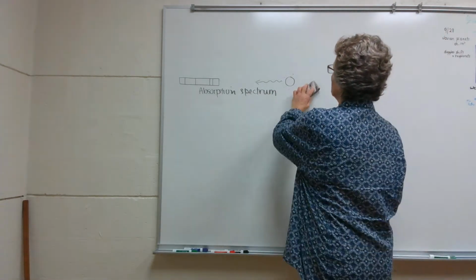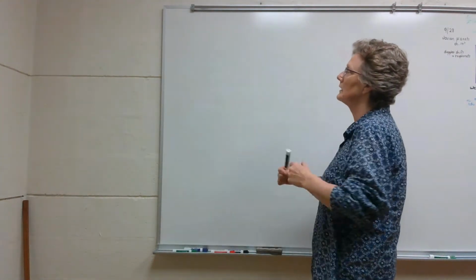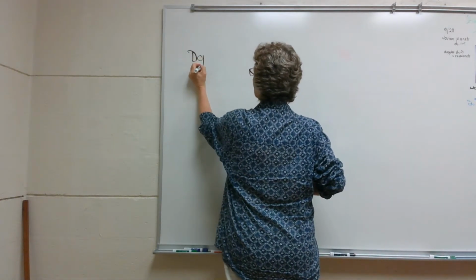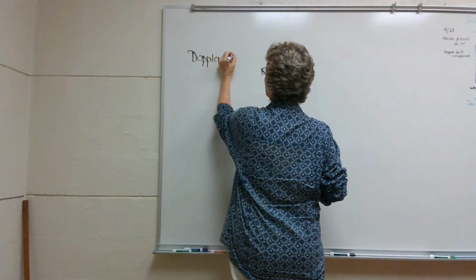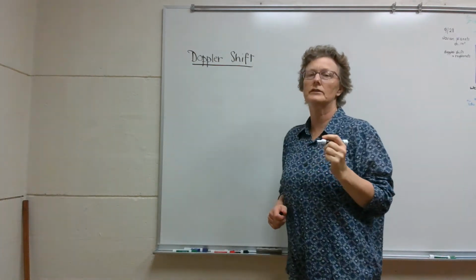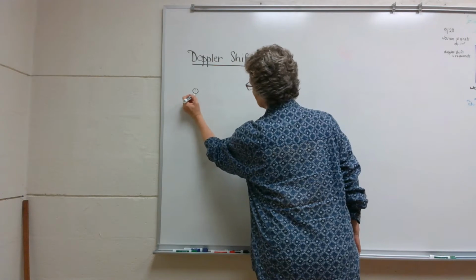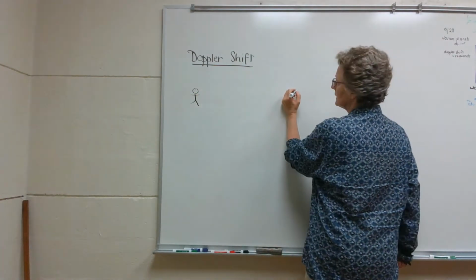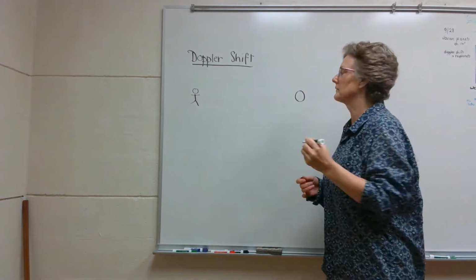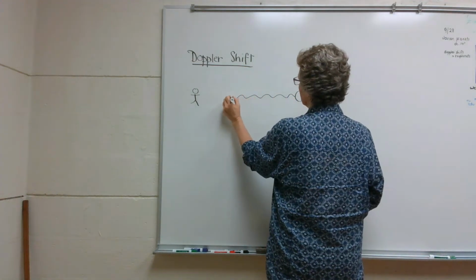So let me erase that. What I want to talk about now is the Doppler shift, because this is a very important source of information in stars. So let's say here we are, and we'll look at a star, or a light bulb, or whatever you want. Basically there is a certain wavelength of light.